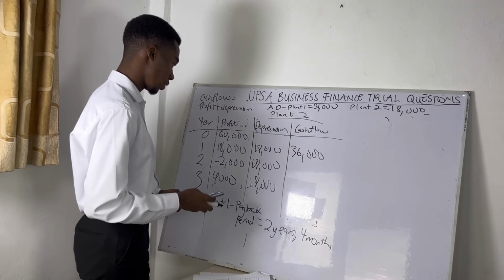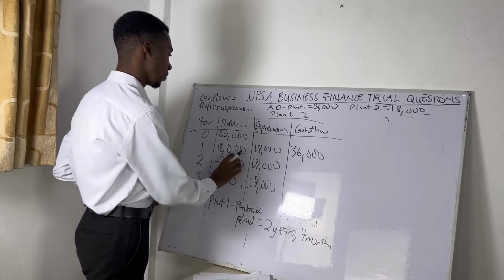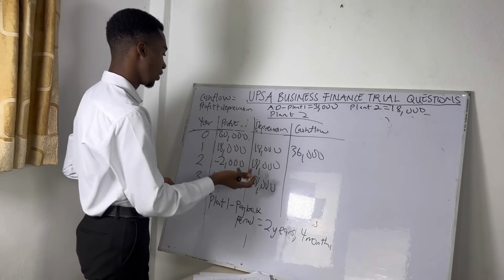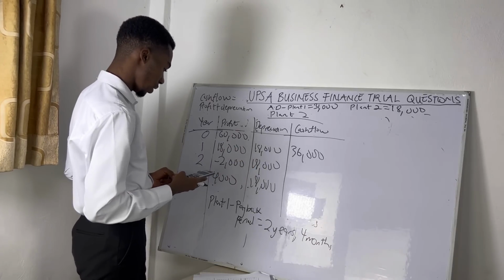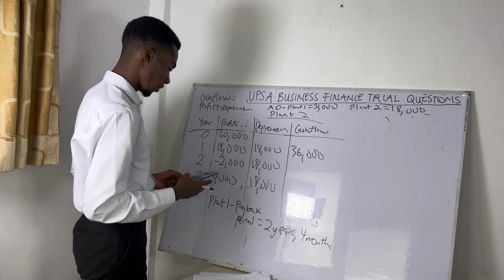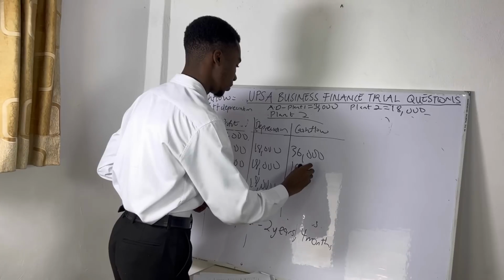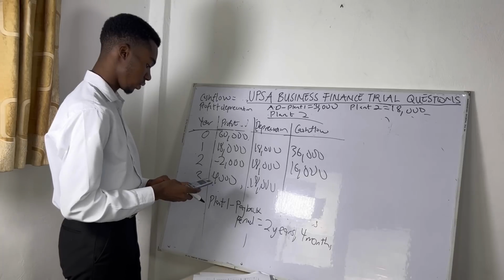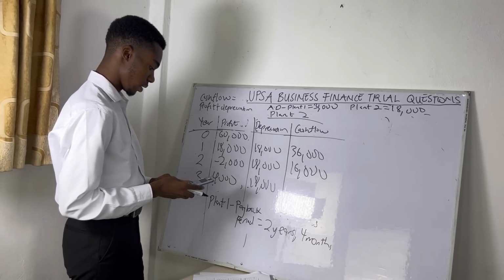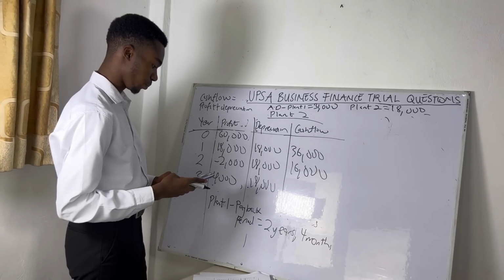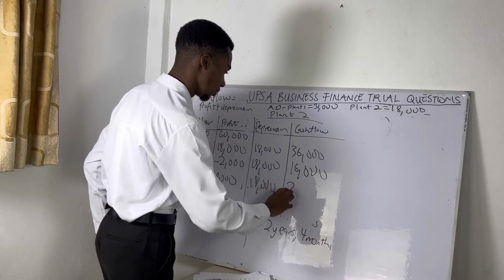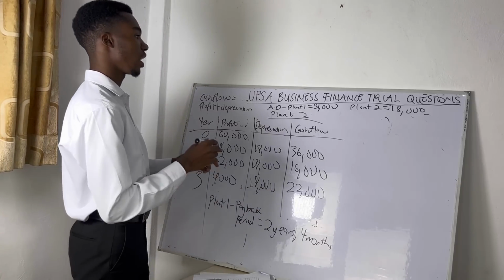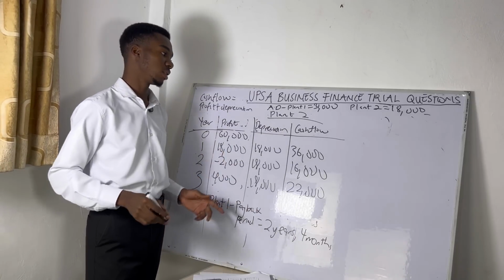Then for year 2, it's going to be this plus this, which is -2,000 plus 18,000. You are getting 16,000. Then year 3 is going to be this plus this, which is 4,000 plus 18,000, getting 22,000. Yes, so that's the cash flow for year 3. So now we've got our cash flow for plant 2, and now we can calculate the payback period.